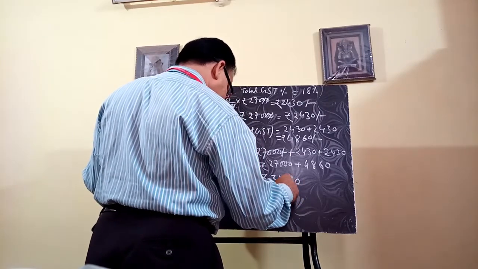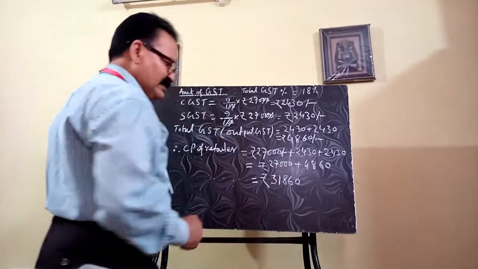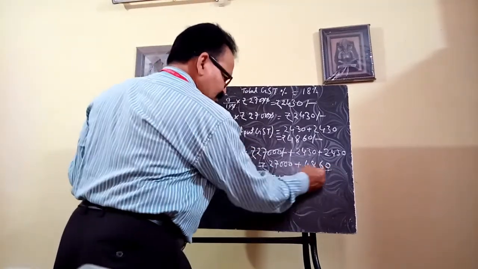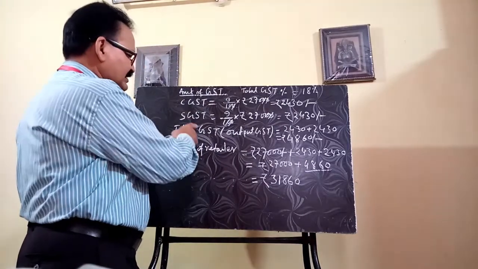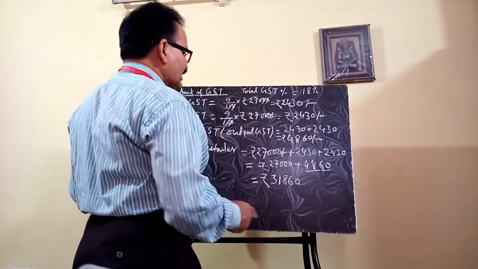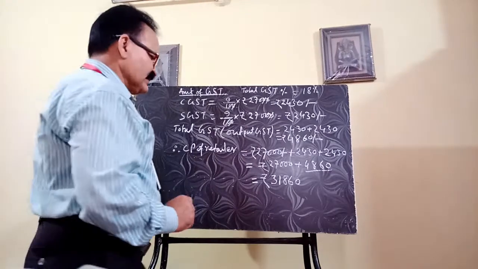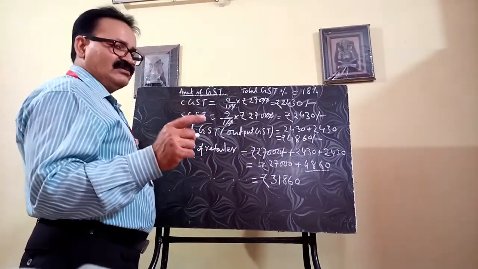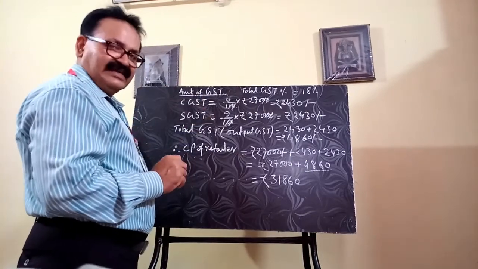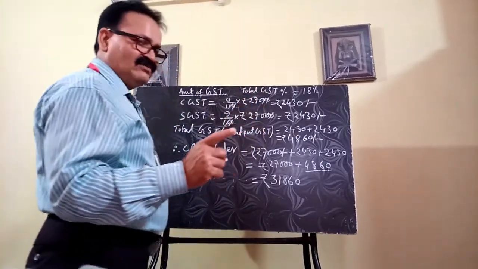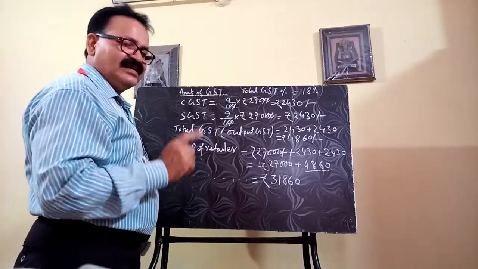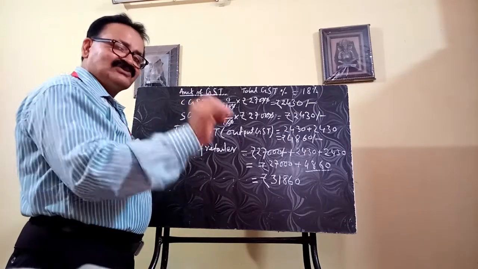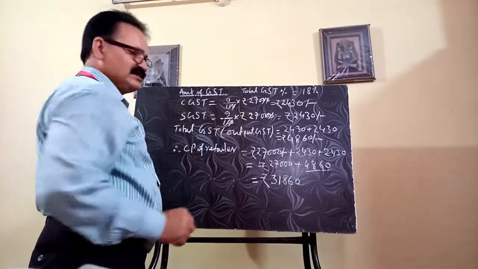31,860 is the total CP for the retailer, because this is the SP after discount, and this much is your total GST, that is SGST and CGST charged by the wholesaler on the retailer. Now you have to again find out the input tax credit, that is, the CGST and SGST the wholesaler paid while purchasing from the manufacturer.